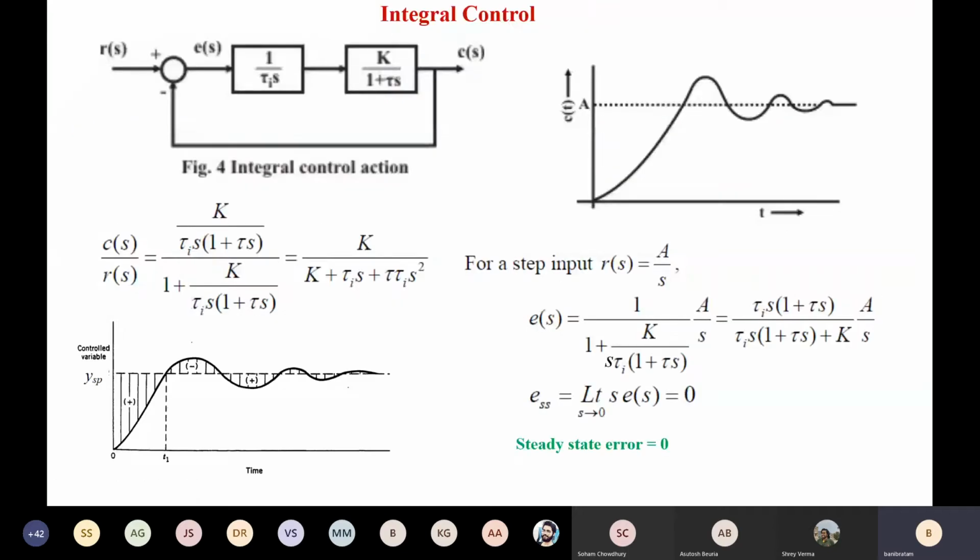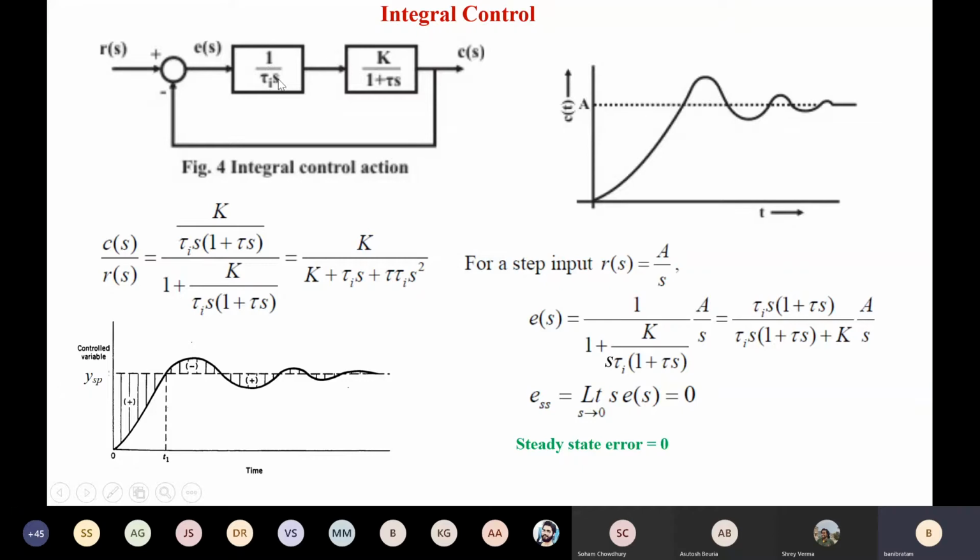Then what is our objective? What we understood is that using a proportional controller, we could not make the steady state error 0, or we could not eliminate the steady state error, isn't it? So we have to introduce another control logic, which is the integral control. So for integral control, our process is the same, K by 1 plus tau s. Earlier with the proportional controller, the controller transfer function was Kp. Here what will be the controller transfer function? Simple integral loop.